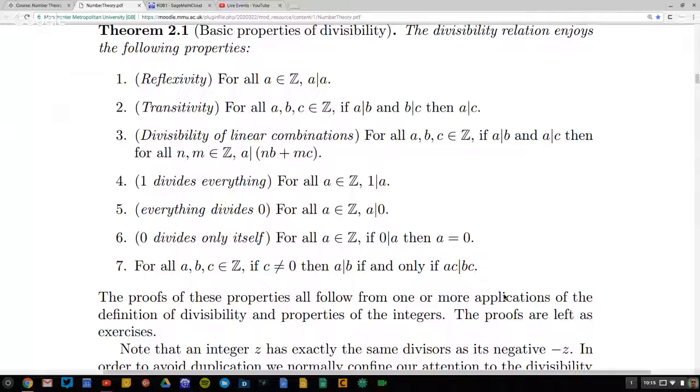So reflexivity means that everything is related to itself. So here we're saying for every integer, we can write the integer a. You can say that a divides itself. A divides a. That's true for every integer. We're going to prove that it's transitive.